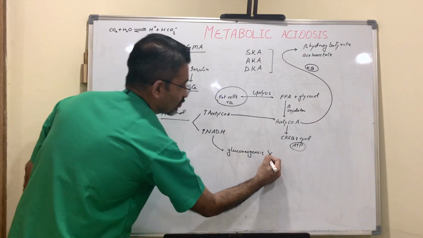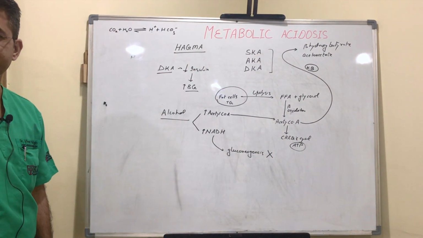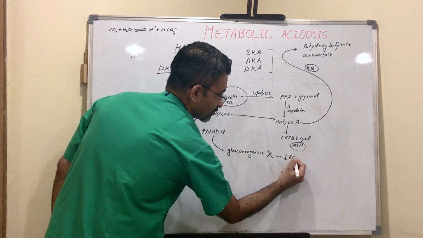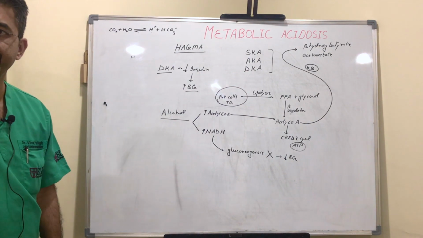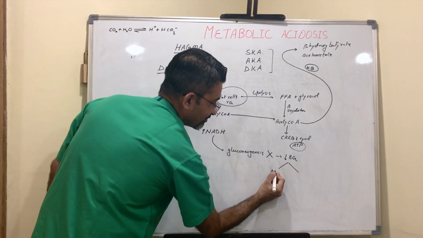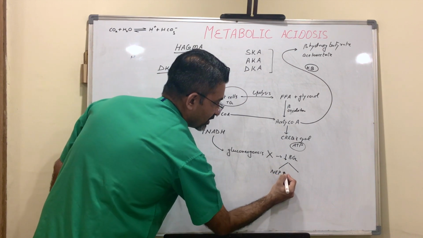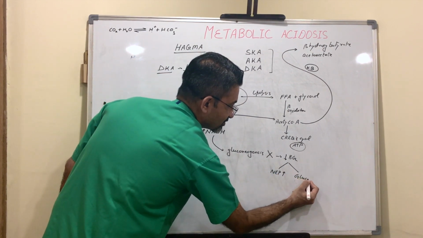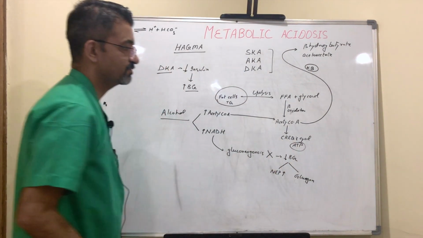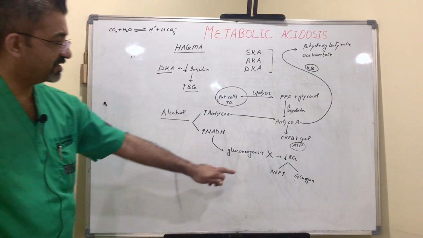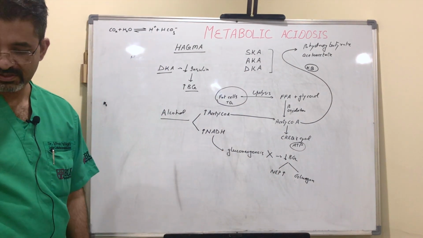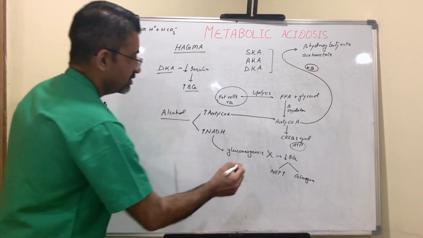It inhibits your gluconeogenesis. If gluconeogenesis is inhibited, your blood glucose goes down. This is a stress factor. Whenever you are in stress, your norepinephrine level goes up and your glucagon level goes up in response to low blood glucose.